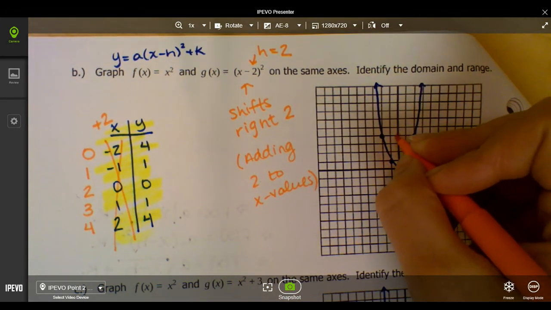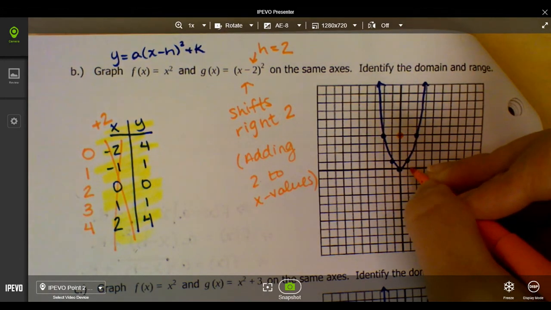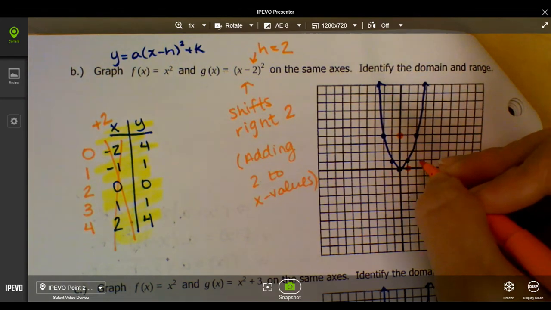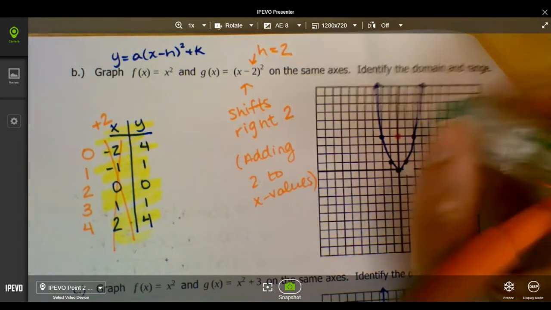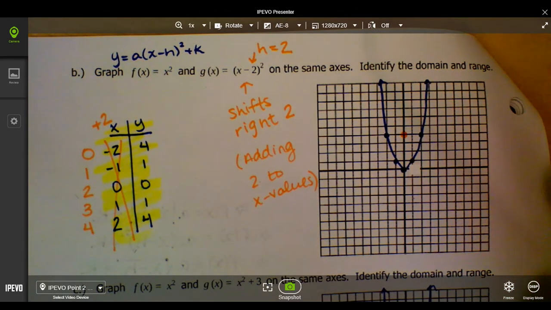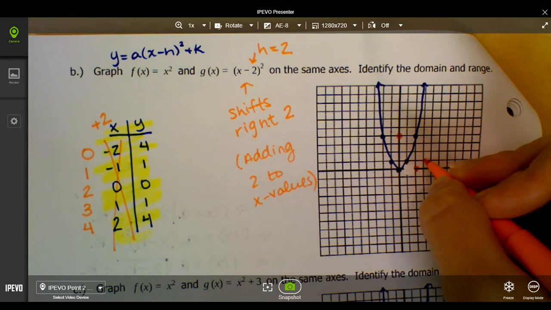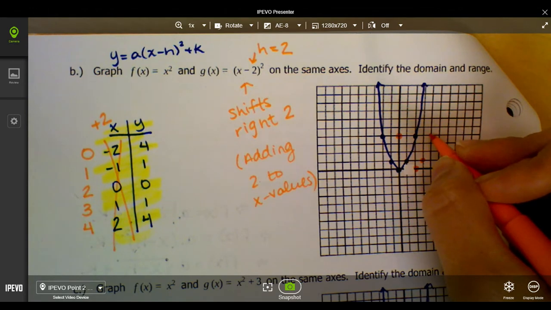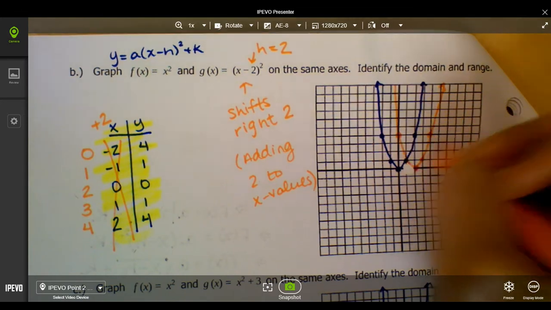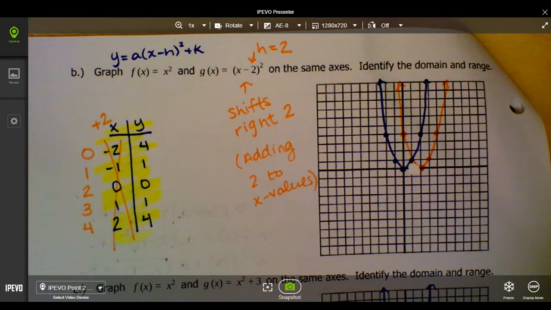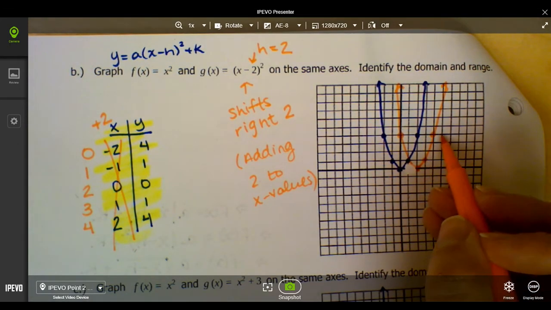So 0, 4, 1, 1, which is still over that dot, then 2, 0. Oops, that was my -1, 1, sorry. 2, 0, and then 3, 1, and then 4, 4. All right, so there's my transformed graph. And again, without my mistake, it should look like every single point got shifted to the right 2.